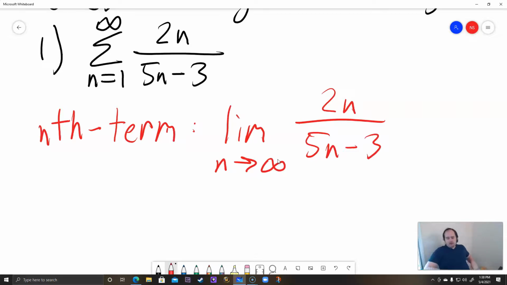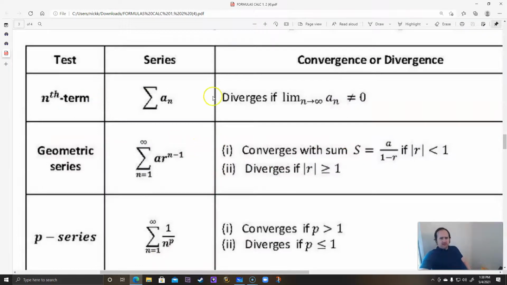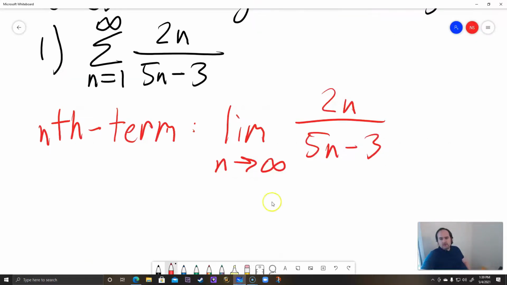And remember, for the nth term test, if we go back to our formula sheet, the nth term test says that the sum of a sub n diverges if the limit as n goes to infinity of a sub n is not equal to 0. So if it's any number besides 0, or if it's infinity or negative infinity, that means the sum of a sub n diverges. And the reason I'm using this one here is, look how easy it is to calculate this limit.